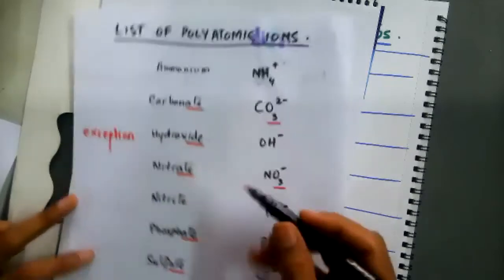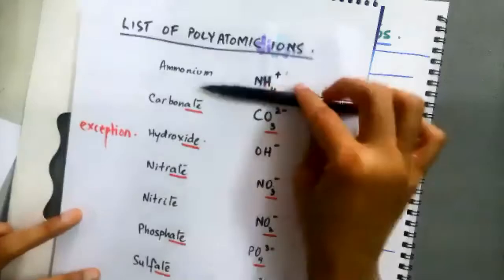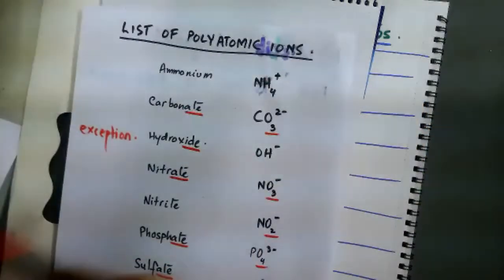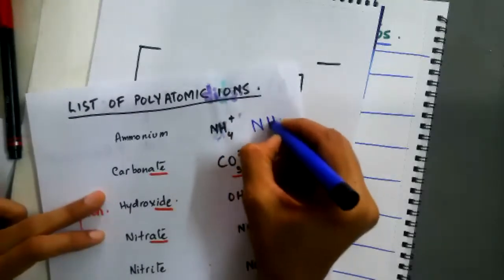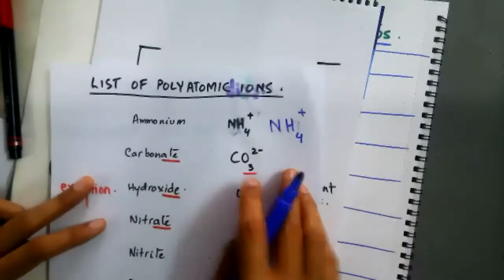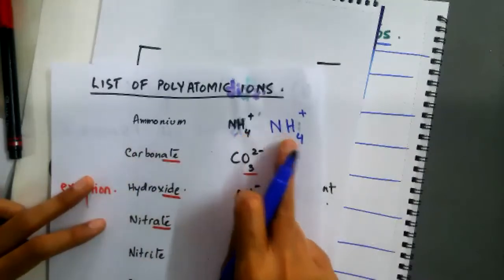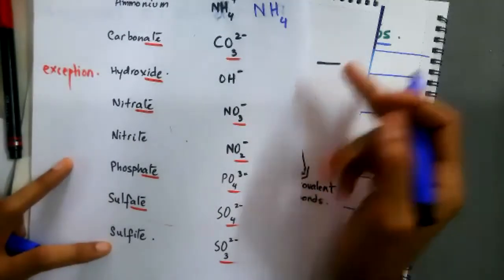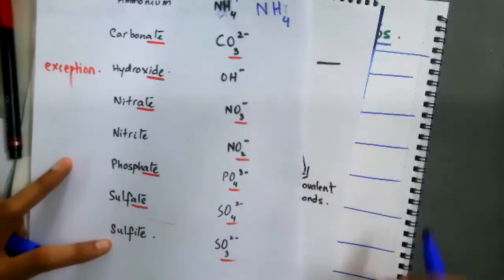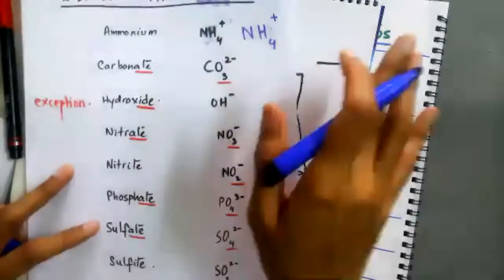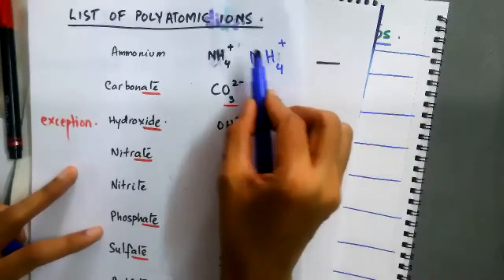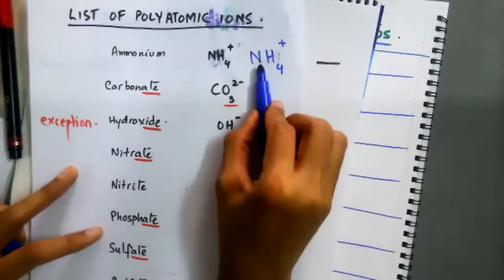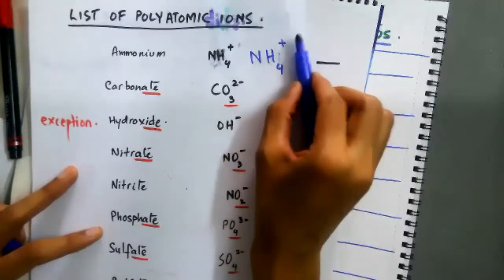And another thing I want you to notice here is that this ammonium ion, I'm sorry, something spilled here and so it got ruined. Ammonium is NH4 with a positive charge on it. Ammonium is the only polyatomic ion with a positive charge. The rest of all of them are negatively charged. Even if you search on the internet, there's a whole big list of polyatomic ions, but you won't see any other positively charged polyatomic ion. This is the only one.